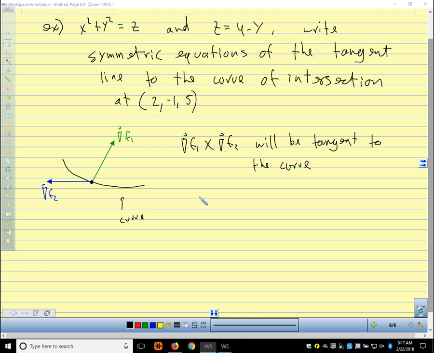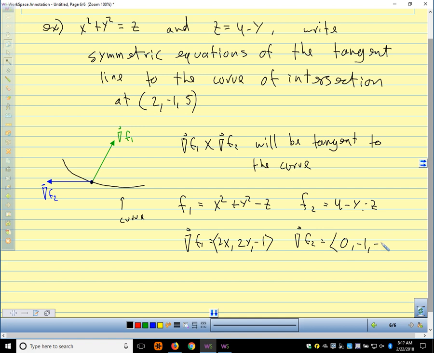All right, so let's do this. Let's say f1 is x squared plus y squared minus z, and f2 is 4 minus y minus z. So we have f of x, y, z equals a constant. So del f1 is 2x, 2y, negative 1. And del f2 is 0, negative 1, negative 1.